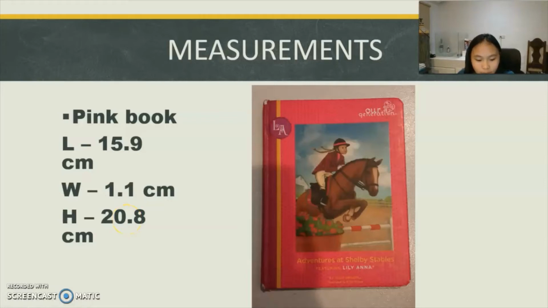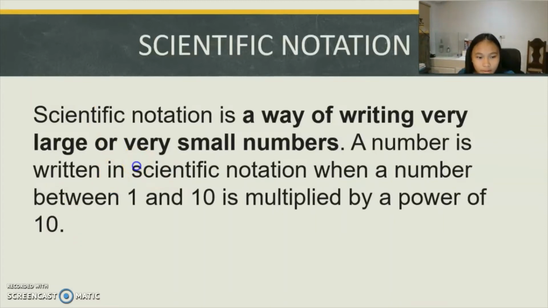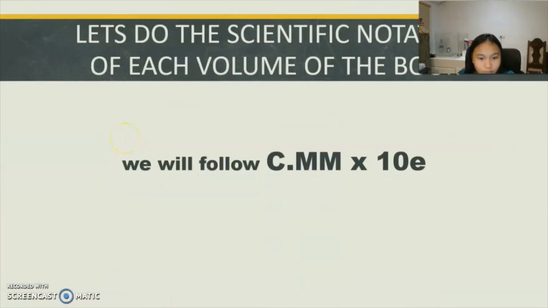We can now figure out how to write its scientific notation. What is scientific notation? Well, as defined, scientific notation is a way of writing very large or very small numbers. A number is written in scientific notation when a number between 1 and 10 is multiplied by the power of 10. We will follow C.mm times 10 E. C is the characteristic digit, M is the mantissa digit, and E is the number of times the characteristic and mantissa digit is multiplied by 10.